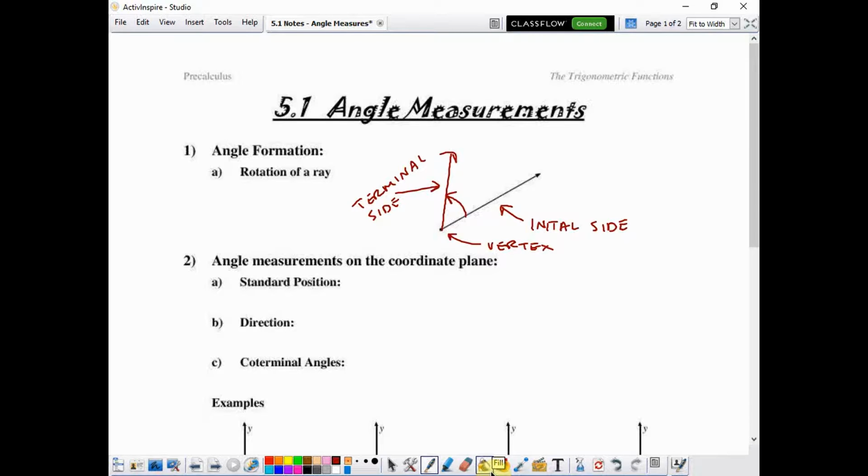Okay, some things about angles in a coordinate plane. When an angle is in standard position, first of all, the vertex is at the origin. The vertex is at (0, 0). The initial side is the positive x-axis.